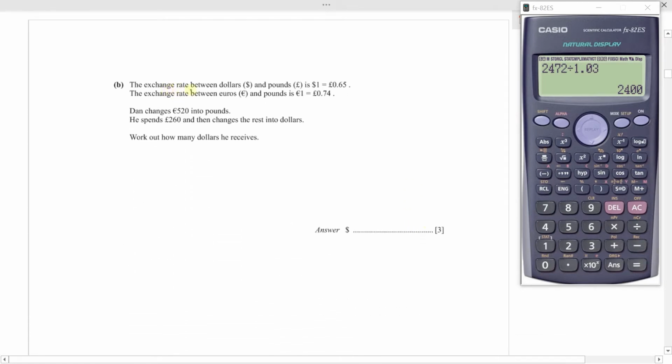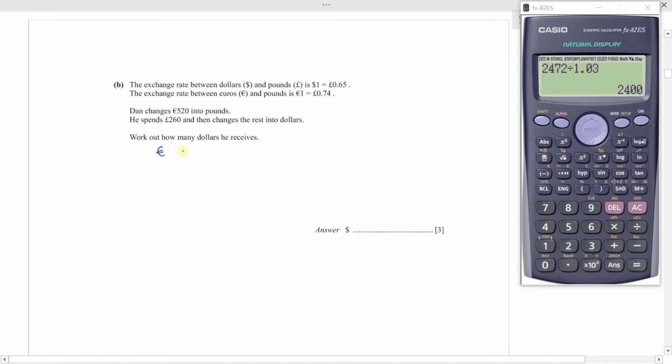Part B is the exchange rate between dollars and pounds is this. The exchange rate between euros and pounds is this. Dan changes 520 euros into pounds. He spends 260 pounds and then changes the rest into dollars. Work out how many dollars he receives. So first we need to calculate how many pounds does he get when he changes 520 euros to pounds.